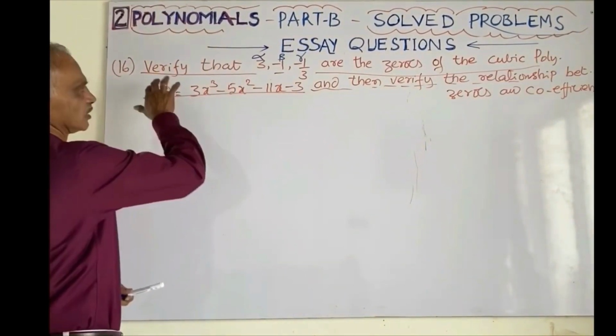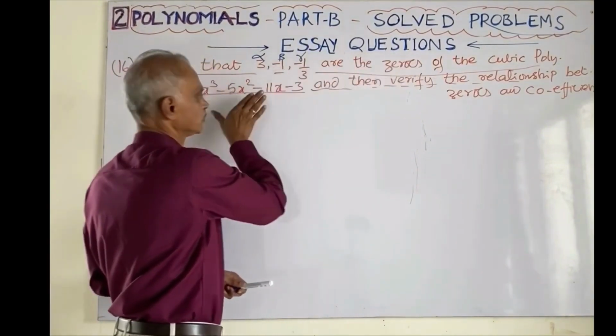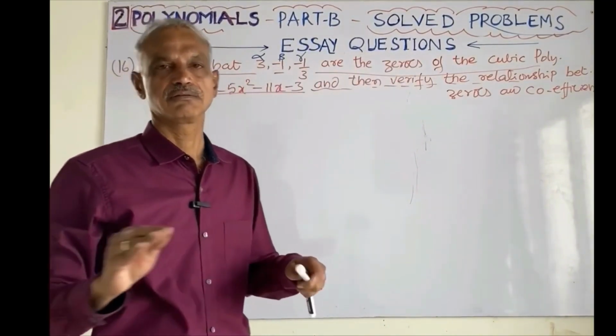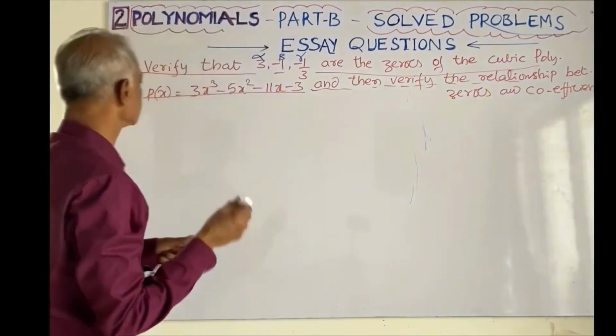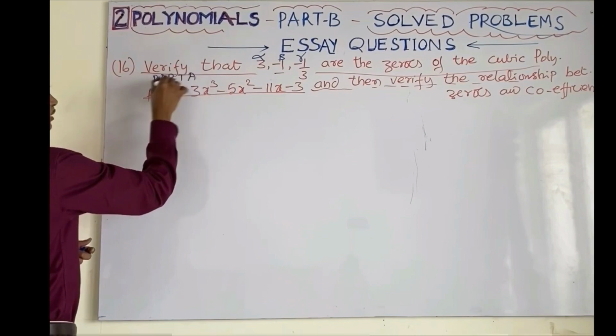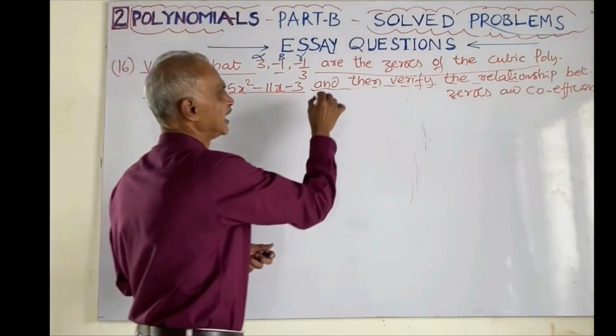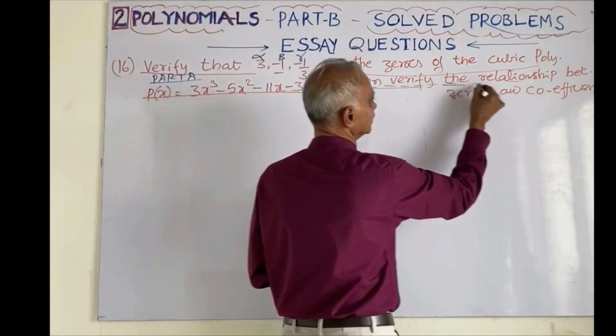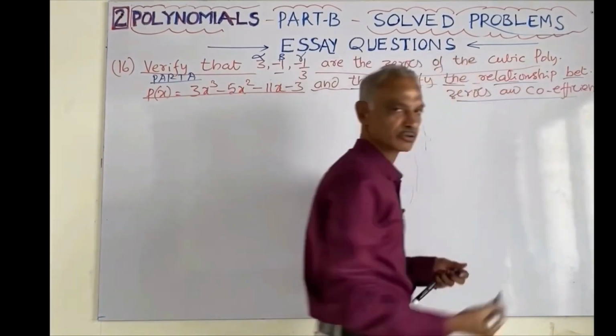Next, this is part A. Verify zeros of the cubic polynomial. Yes, they are zeros of the cubic polynomial. This part A is over. Part A is over. Now what is part B? Verify the relationship between zeros and coefficients.